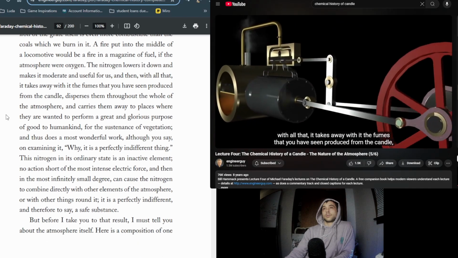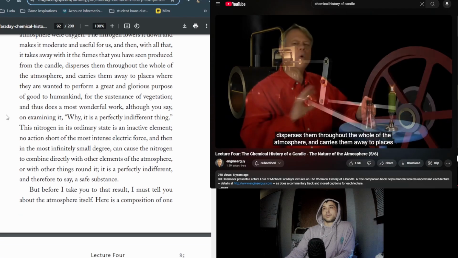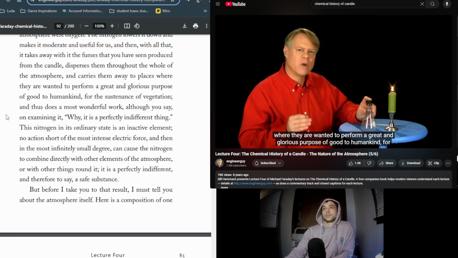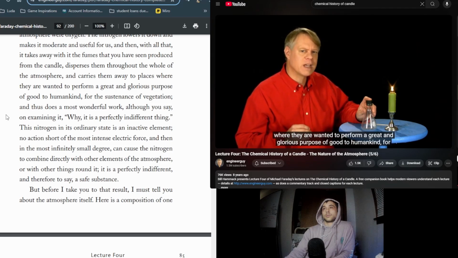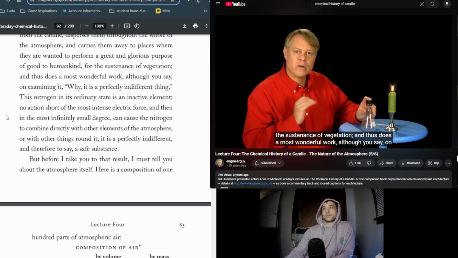that, it takes away with it the fumes that you have seen produced from the candle, disperses them throughout the whole of the atmosphere, and carries them away to places where they are wanted to perform a great and glorious purpose of good to humankind for the sustenance of vegetation. And thus does a most wonderful work.